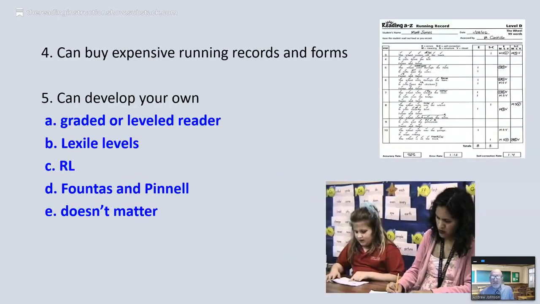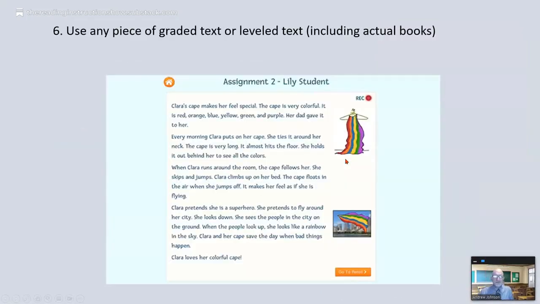Now you can buy expensive running record forms, or you can develop your own. It really doesn't matter. I don't like this form. I think it makes it much more complex. Here they put a check mark over the ones correctly identified, and this actually is a type of miscue analysis. And this is way too complicated. So you use any piece of graded text or leveled text, you have them read, you have a copy of your own, and you simply put a check mark on the ones that are incorrectly identified or recognized.